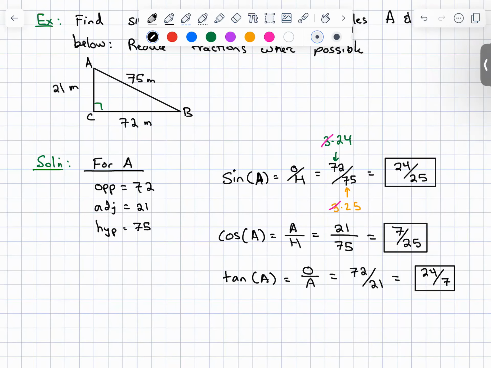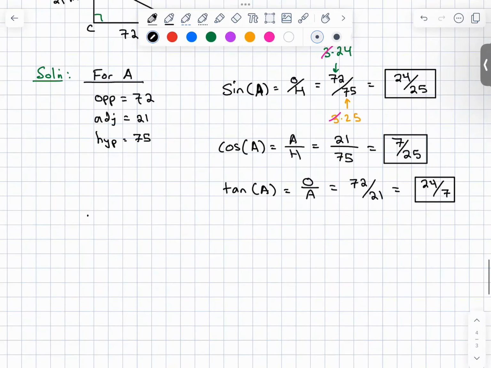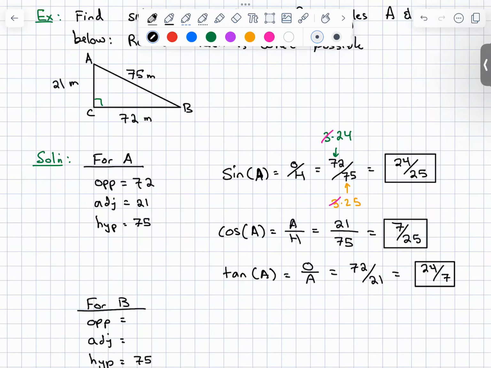Okay. Next thing, for angle B, the opposite, the adjacent, and the hypotenuse. The hypotenuse is always the hypotenuse at 75. But now looking at the triangle, for angle B, what is the opposite side? Drawing a line straight out from B, 72. So it just flips. They flip sides. 21 and 72 flip. That's always going to happen, but it's still good to identify them.